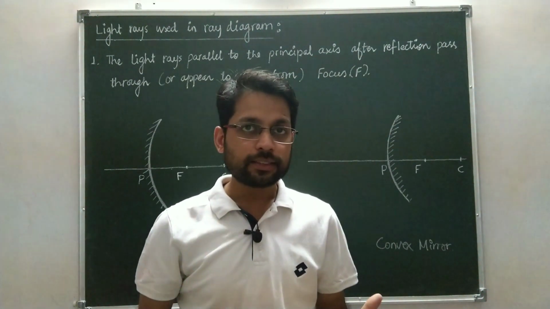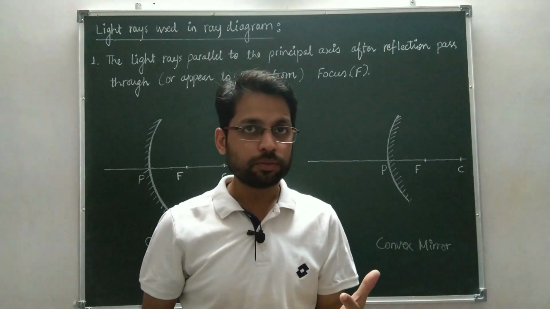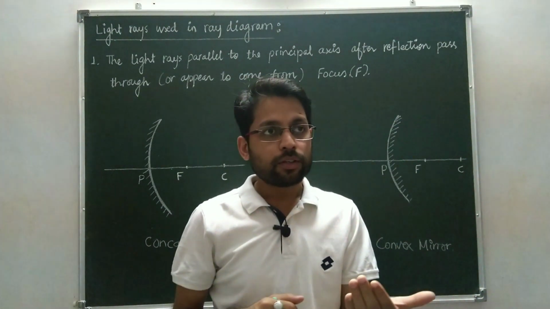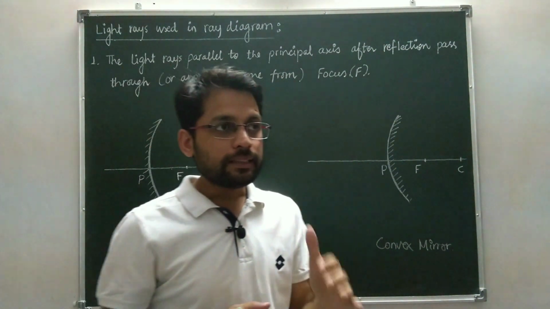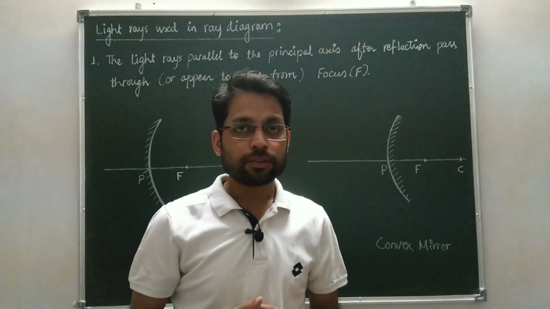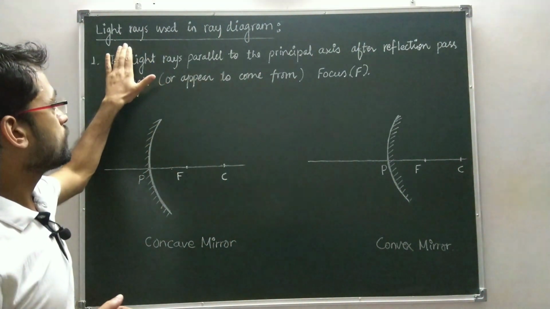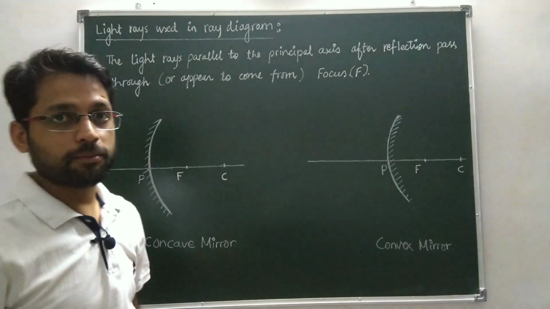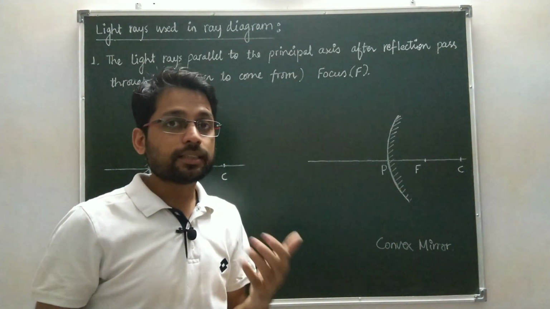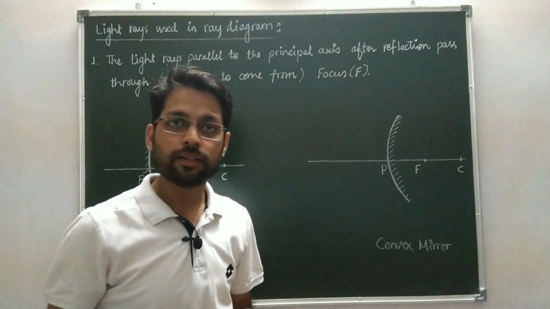There are certain rays coming from the object whose path is known after the reflection from the mirror. These rays are very important for the formation of the ray diagram. So now I'm going to discuss the light rays used in the ray diagram, and we use such certain rays whose path is known after the reflection from the mirror.